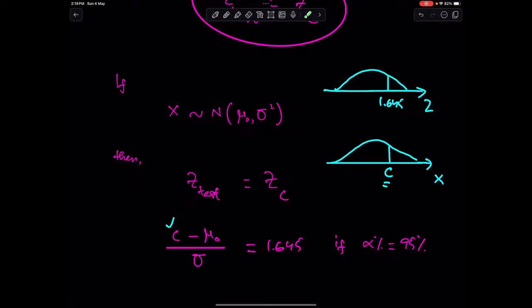So for critical region, use this formula: Z test is equal to Z critical. So write in this formula C here, minus mu naught, the value of H naught. Remember, while finding critical region, always use the value of H naught here, mu naught. And the standard deviation is here. You will have mu naught and sigma in the question, and you can easily get C. This is the way to find critical region in continuous distributions.